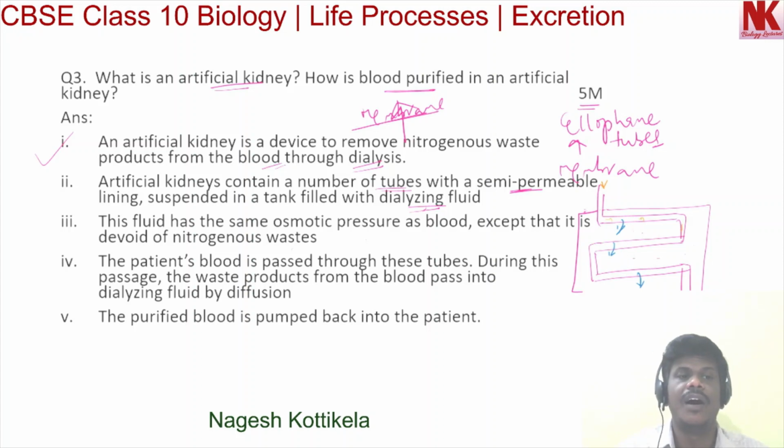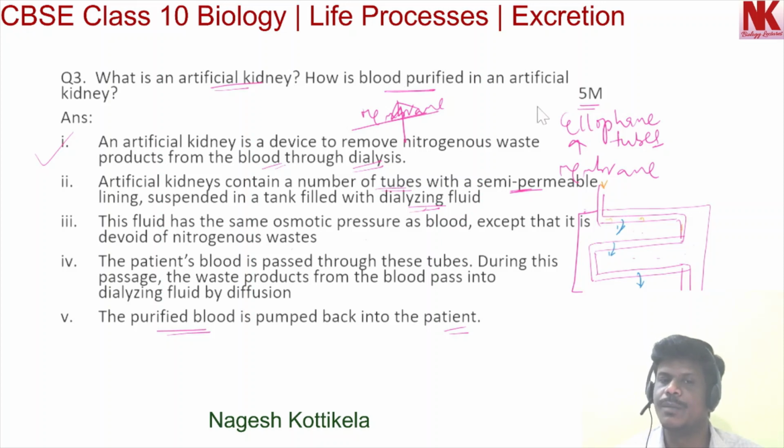Now, the patient's blood is passed through these tubes like this. During this passage, the waste products, that are nitrogenous waste, from the blood pass into the dialysing fluid by diffusion, and this is how the blood is purified. This purified blood is pumped back into the patient. So this is the procedure of purifying the blood by using an artificial kidney.